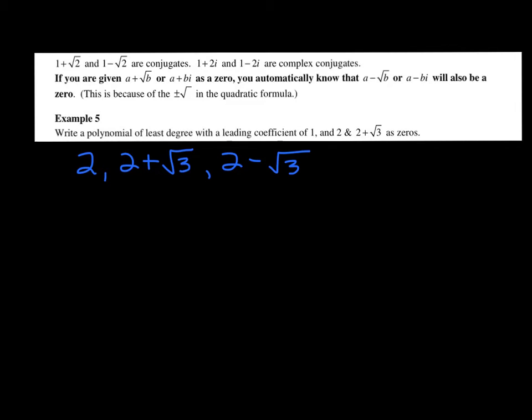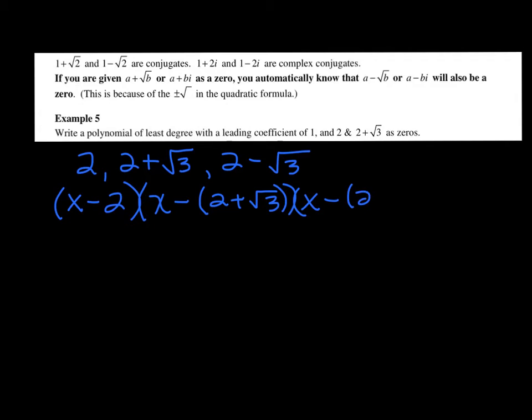So I can't just put them in factors, I need to multiply it all out. So I'm going to put the 2 into a factor with x minus 2. I'm going to put the 2 plus radical 3 into a factor of x minus 2 plus radical 3. And I'm going to put the other one into x minus 2 minus radical 3. And I'm going to multiply all of this out.